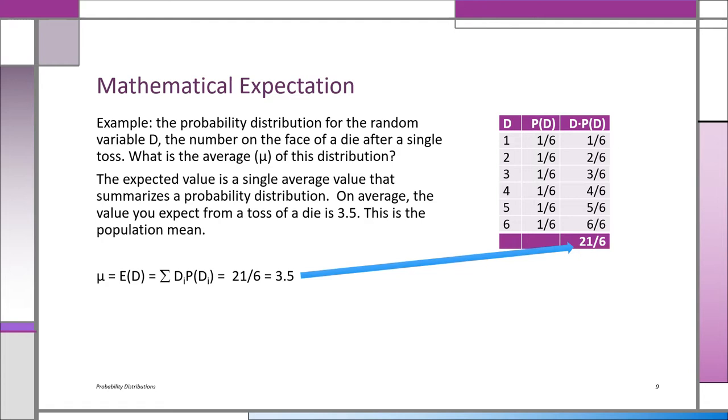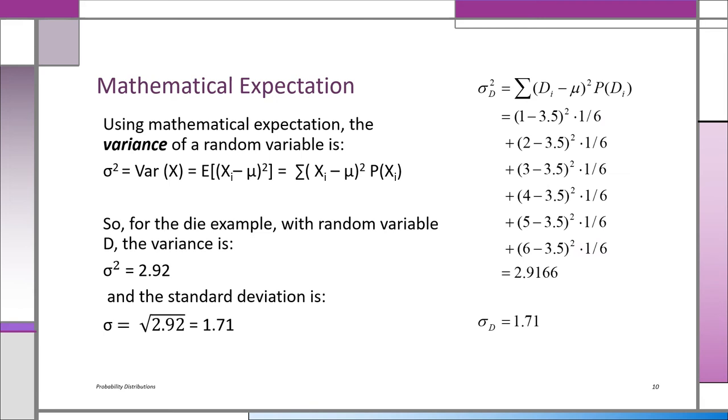Okay, now you get a sum of that column. That's the last column there. And you get 21/6. 21 divided by 6 is 3.5. So this proves that the expected value when you toss a die is 21 over 6, or 3.5.